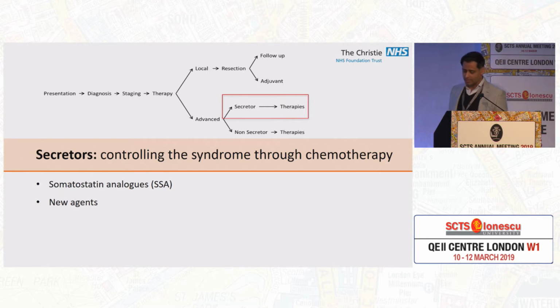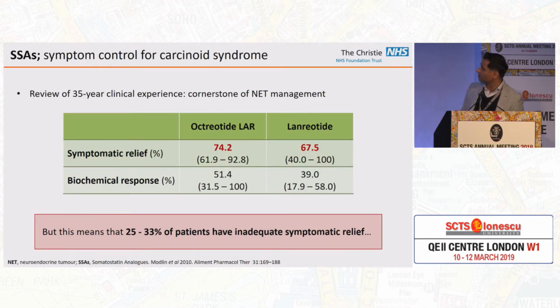So, for the secretors, which is the easiest, the low-hanging fruit to talk about, what do we do about the secretors? So, the standard of care remains the somatostatin analogues. They've been around for about 35 years, and we have good experience with these, and we know that when a person has a syndrome, we can control that syndrome in about between 2/3 and 3/4 of patients. It's important to note that although the lung nets rarely get syndrome, when they get the syndrome, quite often it's very severe, and quite often they end up in crisis. So it's quite important that we know how to treat these patients.